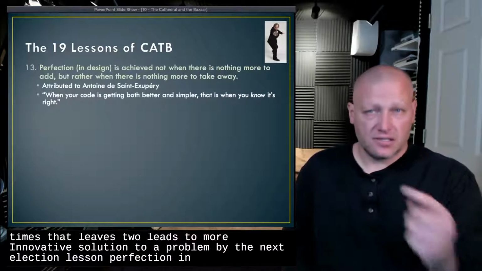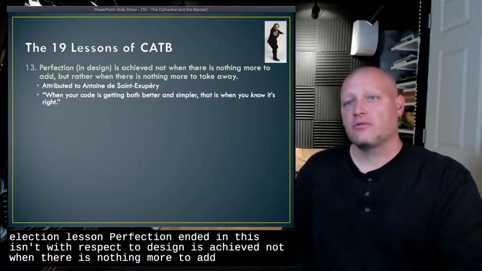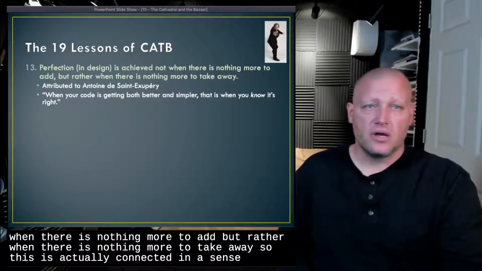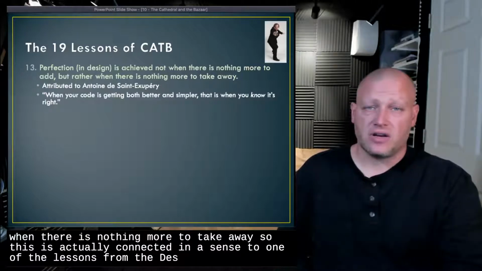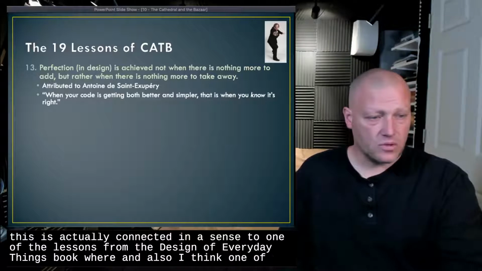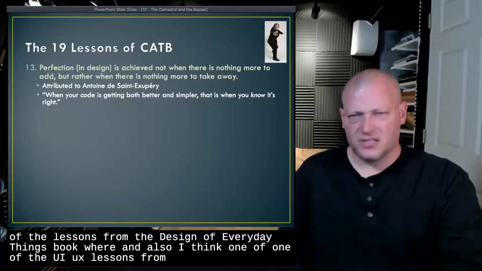Perfection, and this is with respect to design, is achieved not when there is nothing more to add, but rather when there is nothing more to take away. So this is actually connected in a sense to one of the lessons from the Design of Everyday Things book, and also I think one of the UI UX lessons from Nielsen's heuristics.